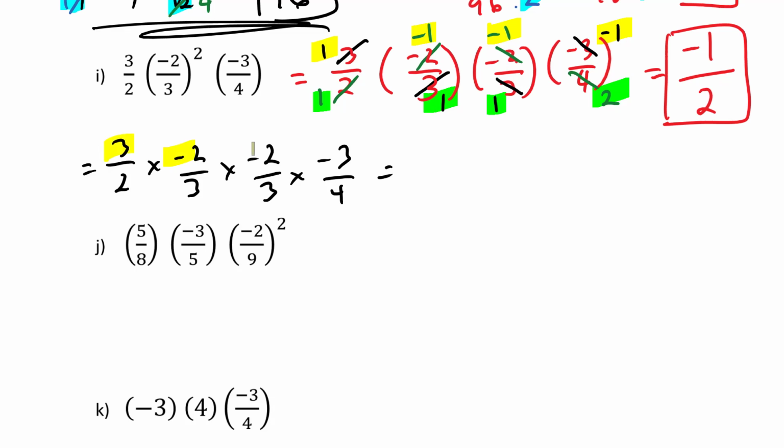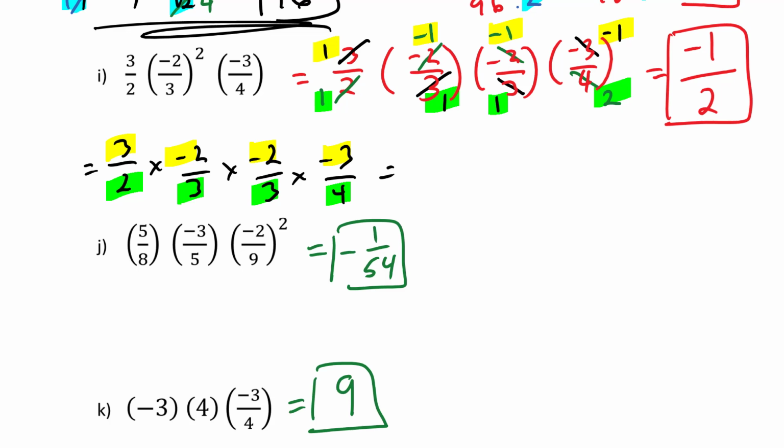Multiply the tops. Multiply the bottoms. 3 times minus 2 is minus 6. Minus 6 times minus 2 is positive 12. Positive 12 times minus 3 is minus 36. On the bottom here now, 2 times 3 is 6. 6 times 3 is 18. And 18 times 4 is 72.